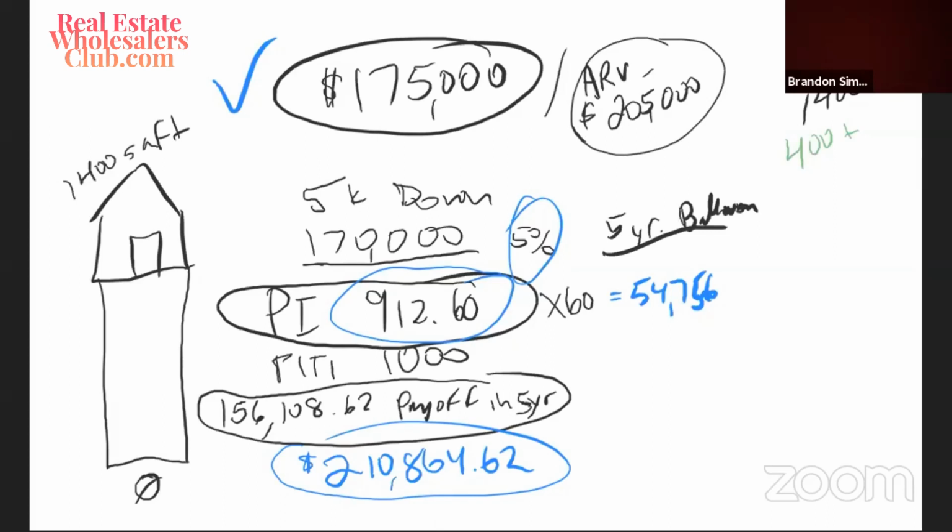So what's the difference of 210 minus 175? 35,864. Essentially you're going to make $35,000 more than just trying to sell it traditionally. And by the way, if he sold with a realtor, would he have to fix up the property? Oh yeah. Would he have to pay any real estate commissions when he sold it? Yep. And closing costs, all that. So this was a really good deal for him.